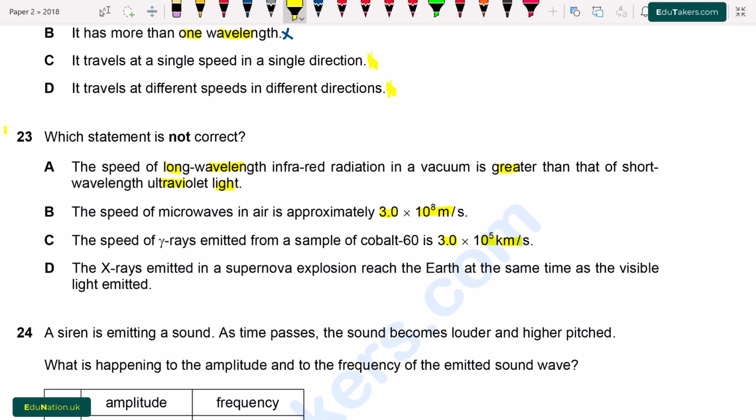First of all, we know here that the infrared radiation and the ultraviolet radiation, both of these are electromagnetic radiation and they travel with the same speed, that is equal to the speed of light in the vacuum. So from here, option A says that the long wavelength infrared radiation travels in the vacuum with the greater speed. So this is incorrect because both of these travel with the same speed, which is equal to the speed of light. So option A is the answer, because this statement is incorrect.